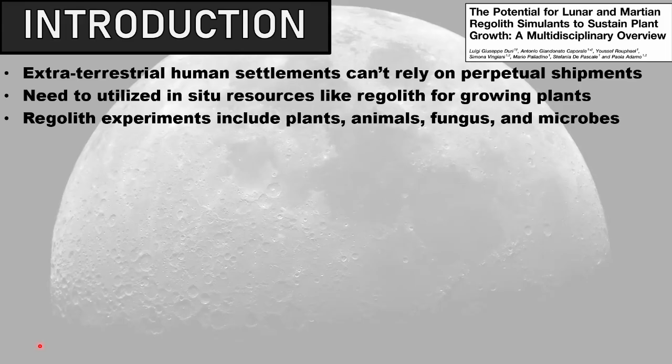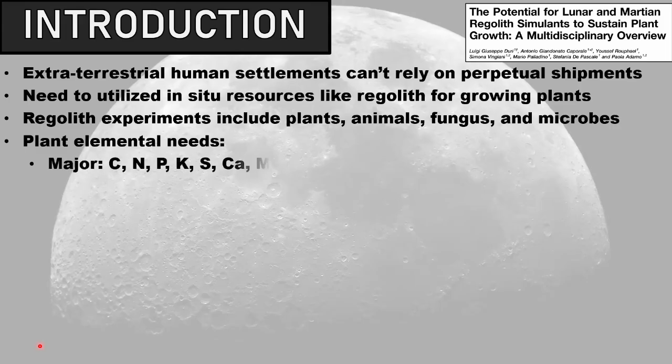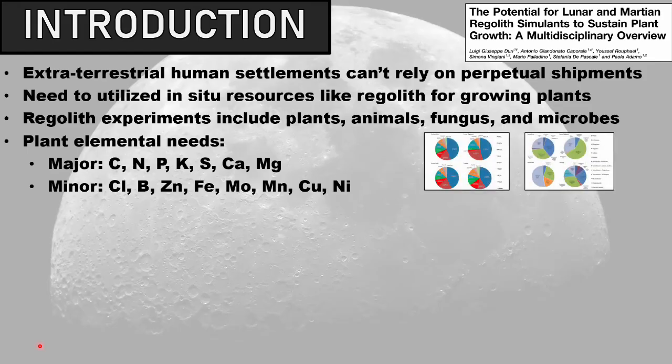The most obvious one would be plants, but you can also include animals in there, like worms, fungus, and even microbes. And plants have certain elemental needs, so there's going to be a contrast between what the actual regolith has and what plants actually need. Plants need carbon, nitrogen, phosphorus, potassium, sulfur, calcium, magnesium, and to a lesser degree, other elements, including heavy metals or just metals. And we'll see a little bit of the composition of regolith in a moment.